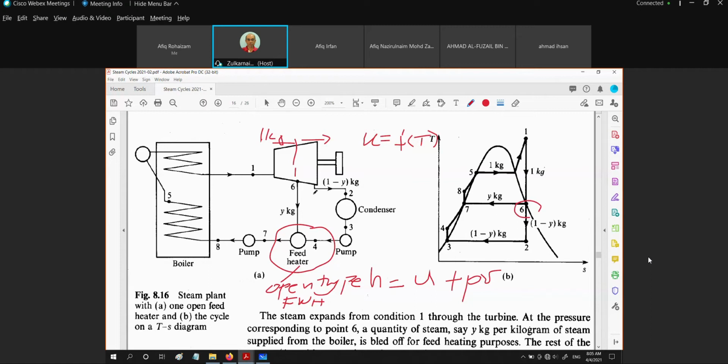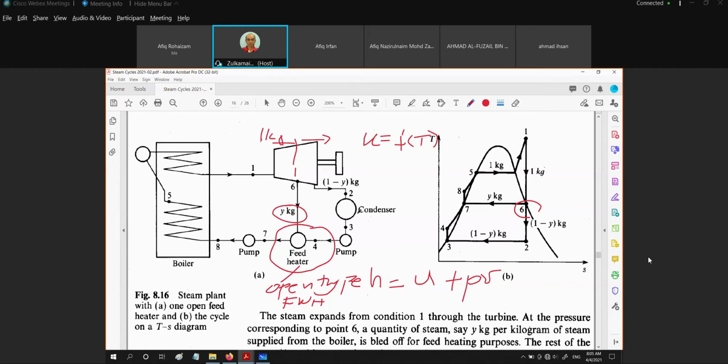Okay. And then the rest, right? If we bleed Y kg right here, the rest is the balance of this Y kg, which is 1 minus Y, will be expanded throughout the rest of the turbine component. Then coming out here is 2. This is coming out from the turbine exit is 2. And then it's being flowed to the condenser.